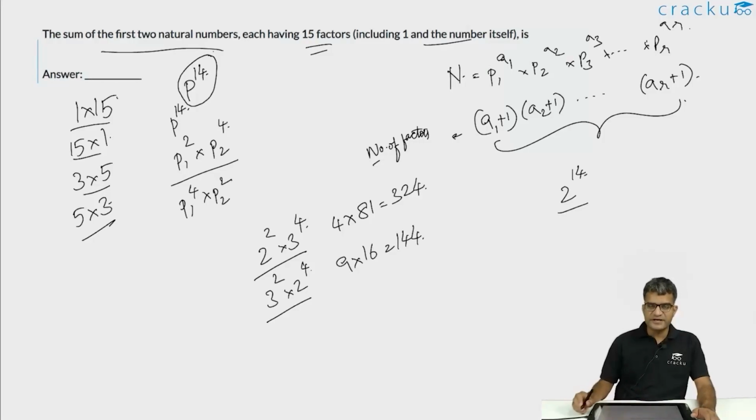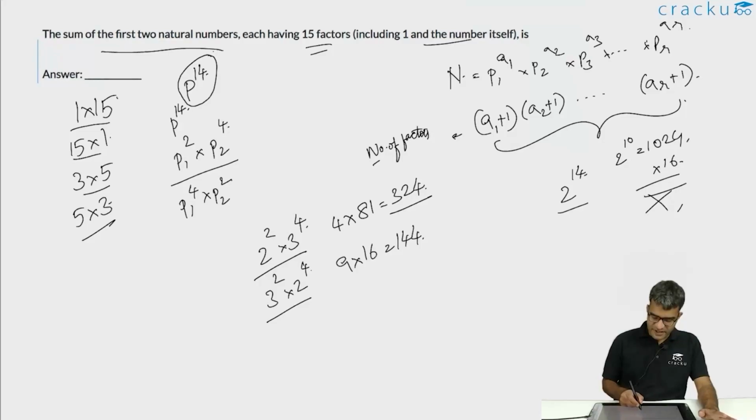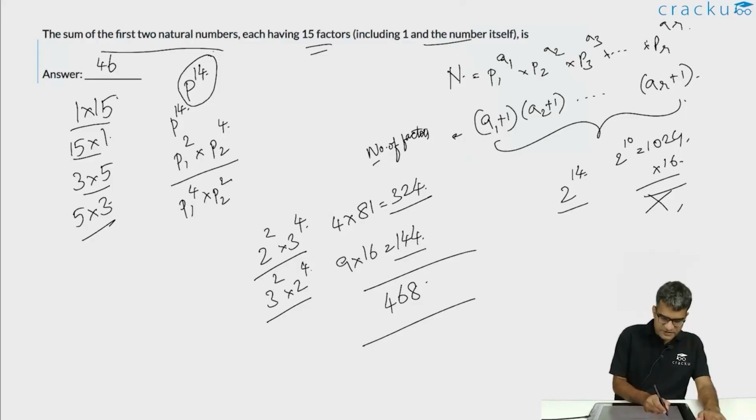2 to the power 14 is very large. We know that 2 to the power 10 is 1024. So 1024 into 2 to the power 4 is 16. This is greater than 16,000. This is very large, so we can ignore it. So the 2 smallest numbers which have 15 factors are 324 and 144. And their sum is equal to 468. So the answer for this question is 468.